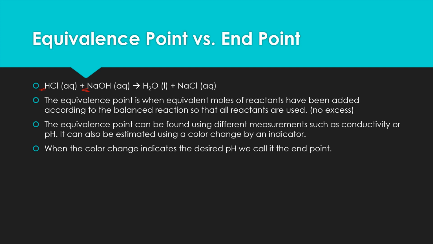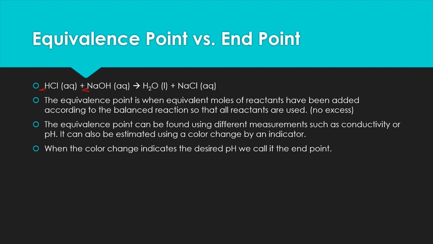So say we had 0.75 moles of HCl, we'd need 0.75 moles of NaOH. We need equivalent amounts based on that balanced reaction. So that is our goal. The equivalence point is when we have equivalent moles based on our balanced reaction.